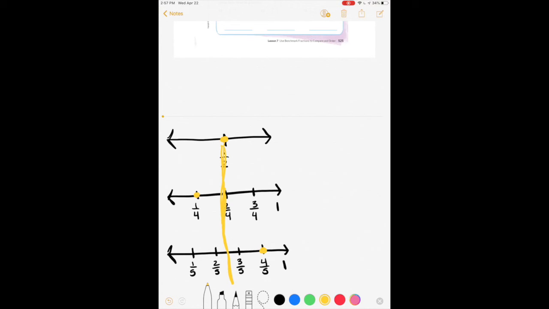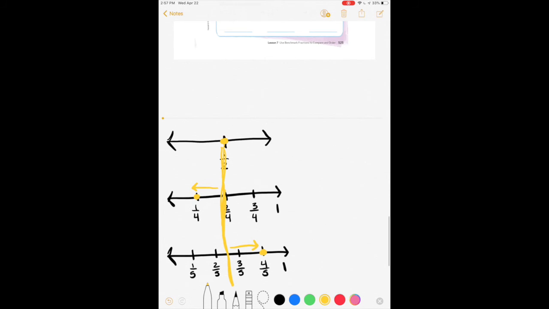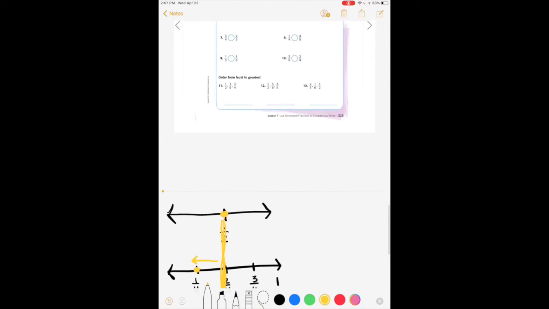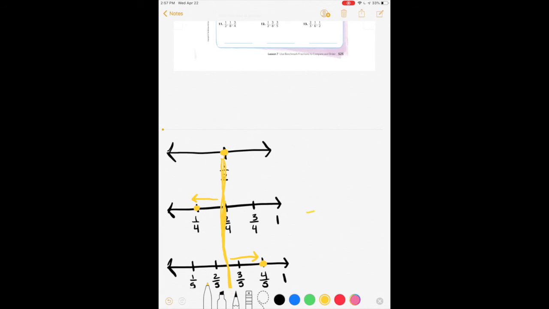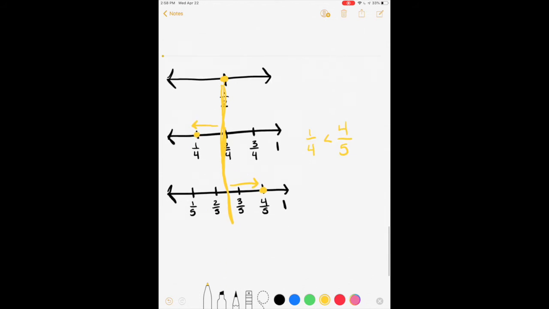All right, 4/5 is greater than 1/2 because it falls after it. 1/4 is less than 1/2 because it falls before it. So that means that 1/4 is less than 4/5.